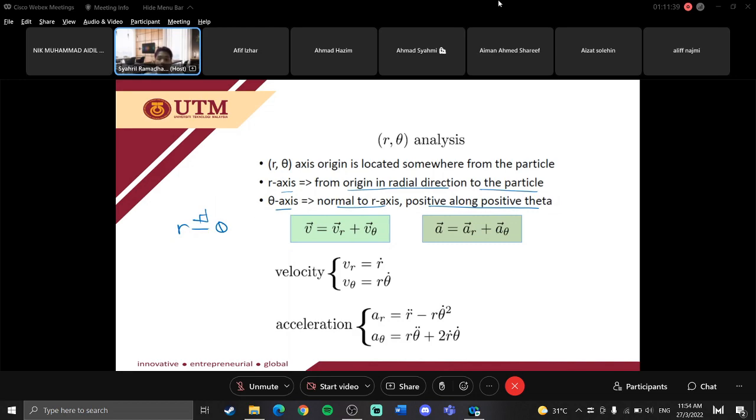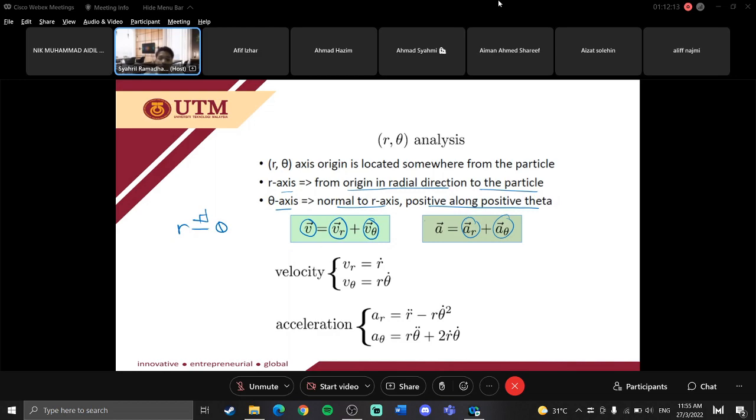Then for velocity, you can determine the velocity of the particle by using VR plus V theta. Please remember, this is a vector. You cannot add up directly. You need to use vector analysis. So VR squared plus V theta squared, square root, then you will get V. The same goes for acceleration. Acceleration can be found using AR plus A theta: AR squared plus A theta squared, square root, then you will get A, the total acceleration.